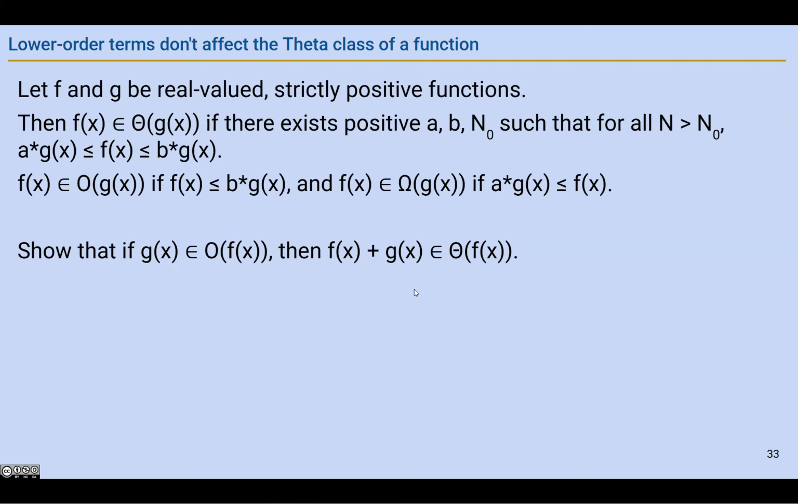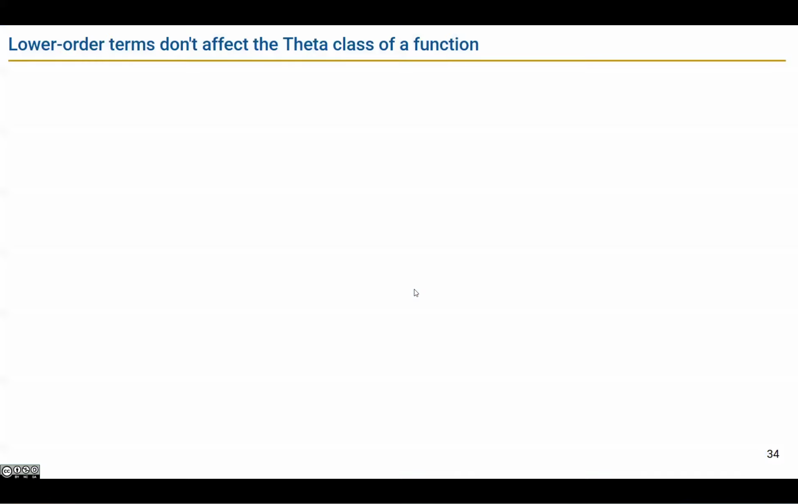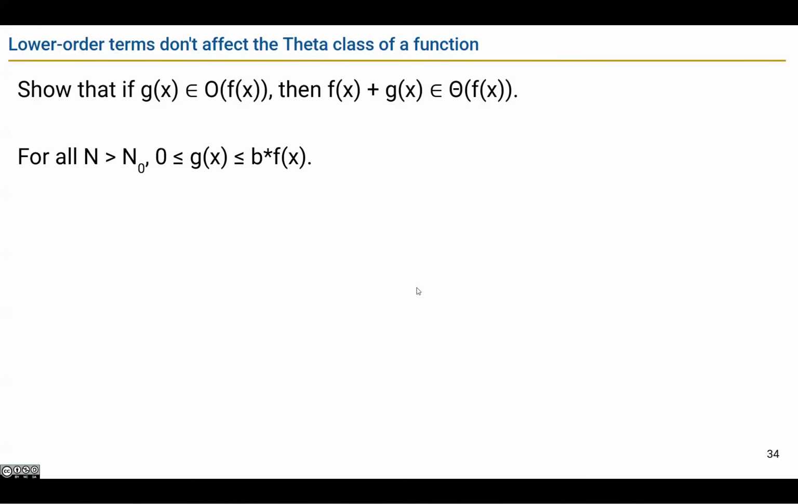Yeah, as long as g of x isn't negative, you're adding f of x to something that's positive, so you're going to get something bigger. Here's kind of how I would say it. For all n greater than n naught, 0 is less than or equal to g of x is less than or equal to b times f of x. This is just from the definition of the O bound and from the fact that we said g was positive.